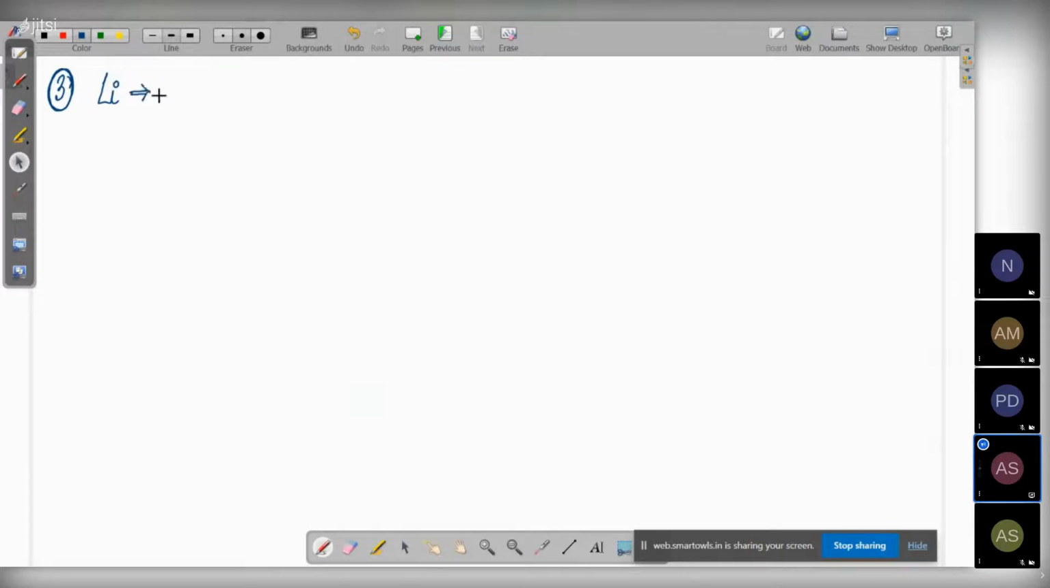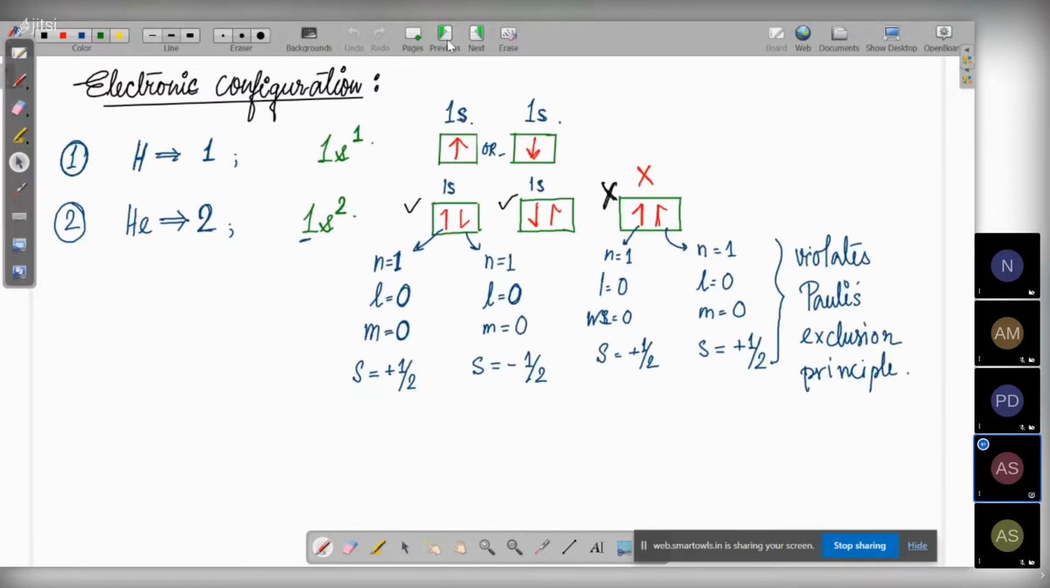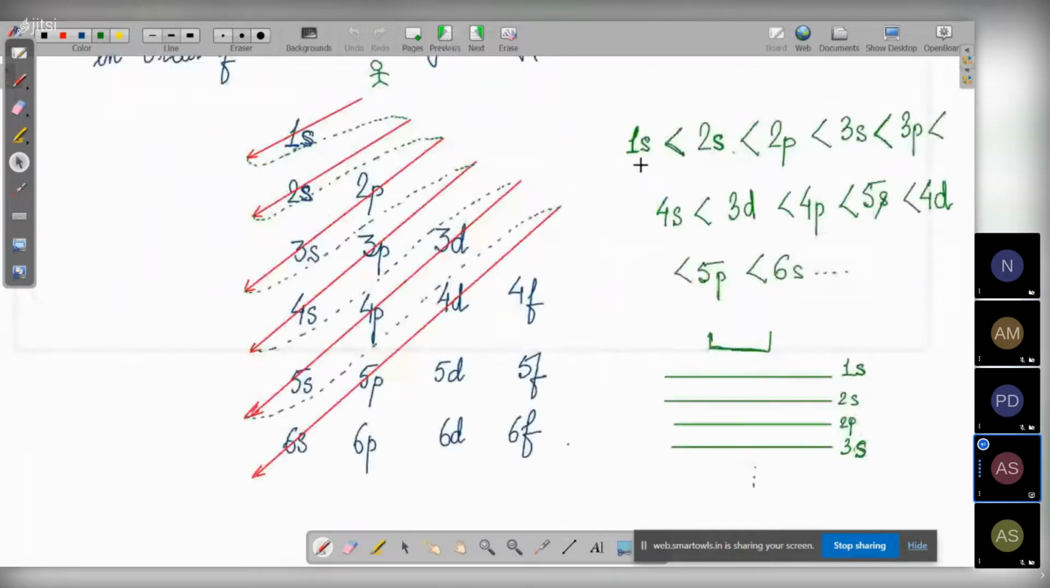Previously you used to write the configuration of lithium as 2,1. This is how you used to write it before. But now we'll be writing it as 1s, because the first electrons will occupy the 1s orbital. So what will be the configuration?